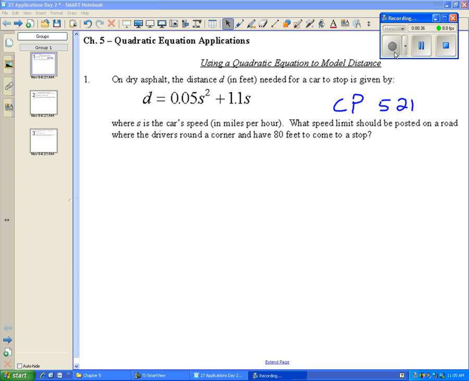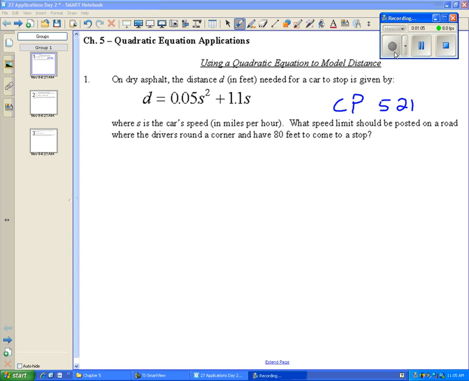So, on dry asphalt, the distance d in feet needed for a car to stop is given by this equation. The distance is equal to 0.05 s squared, where s is the speed, plus 1.1 s, where s is the car's speed in miles per hour. What speed limit should be posted on a road where the drivers round a corner and have 80 feet to come to a stop? So we're modeling distance using this equation.